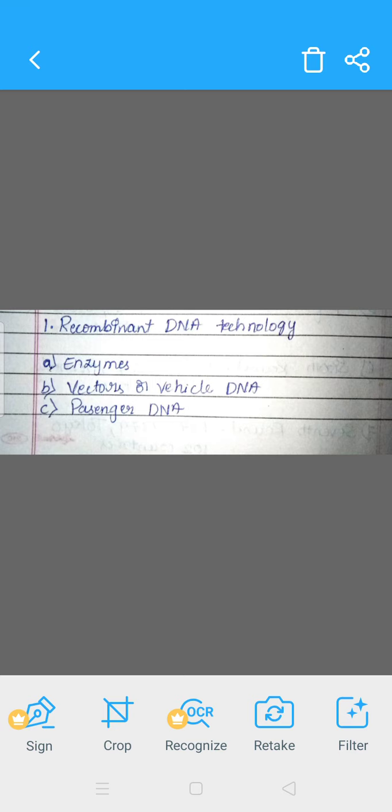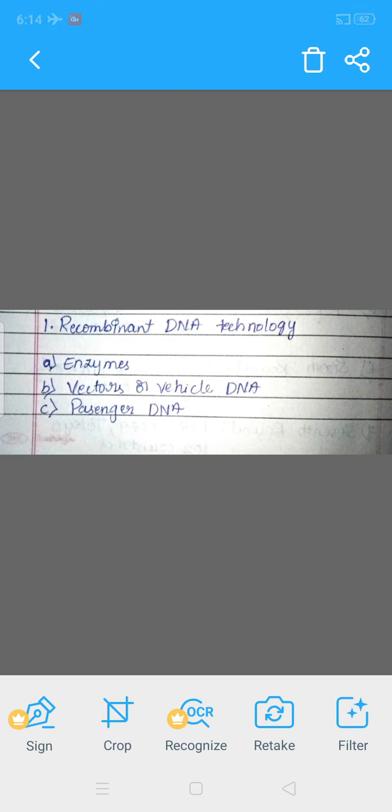DNA used as a carrier for transferring a fragment of foreign DNA into a suitable host is called vehicle DNA or cloning vectors or gene carrier. For example, plasmids, bacteriophage, cosmids, artificial plasmid and artificial chromosome vector.